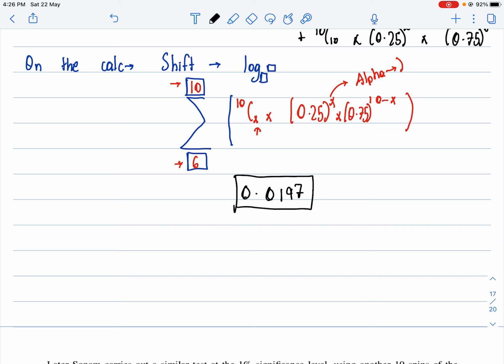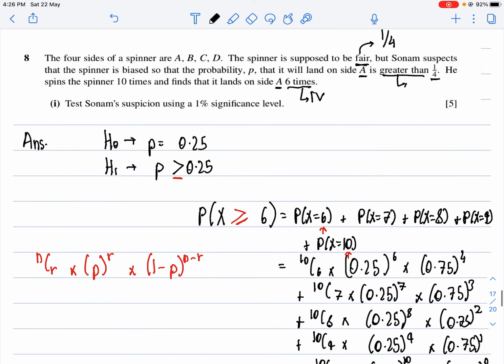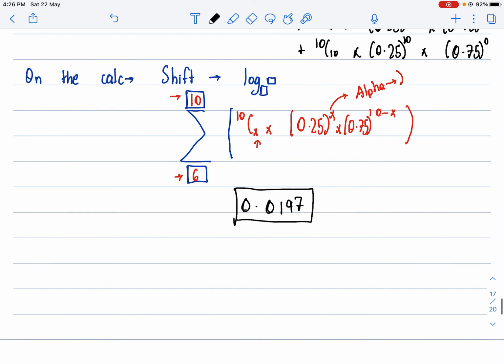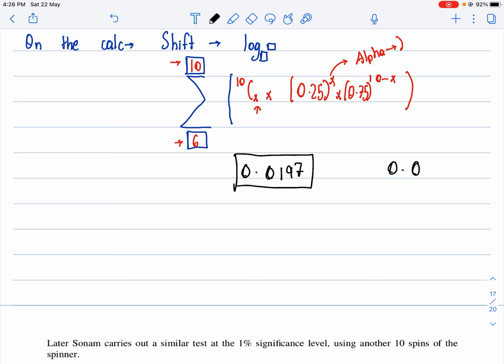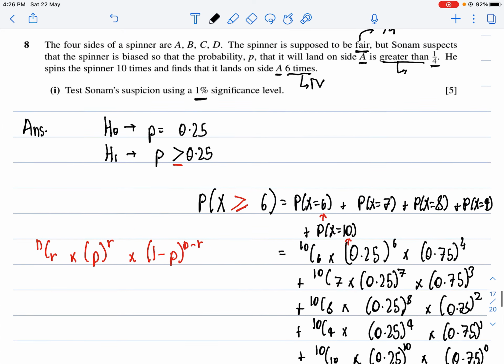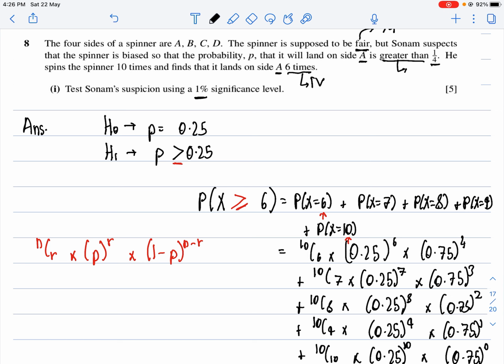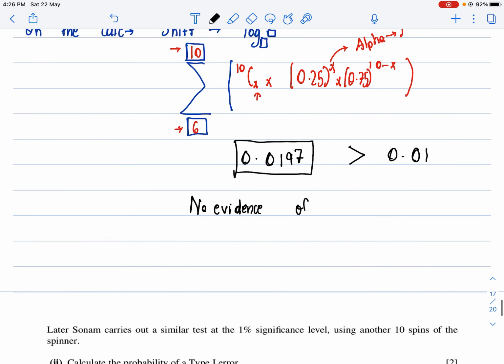Easy. But now we need to test this with a 1% significance level, which can be written as 0.01. Now I know my probability here is greater, which means there is no evidence of an increase or of the spinner being biased. This is what I can write.